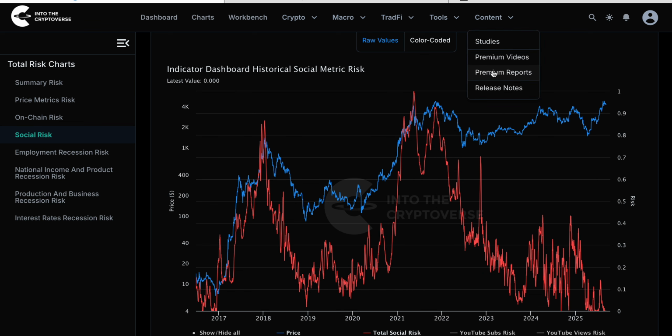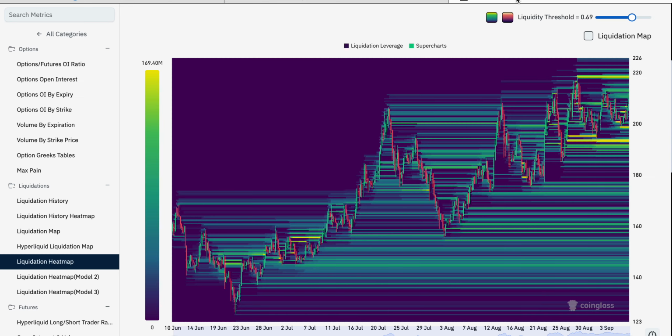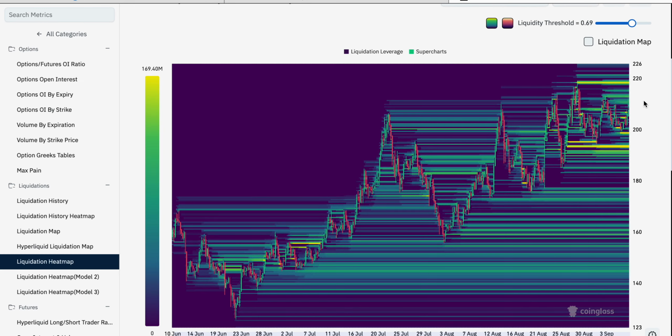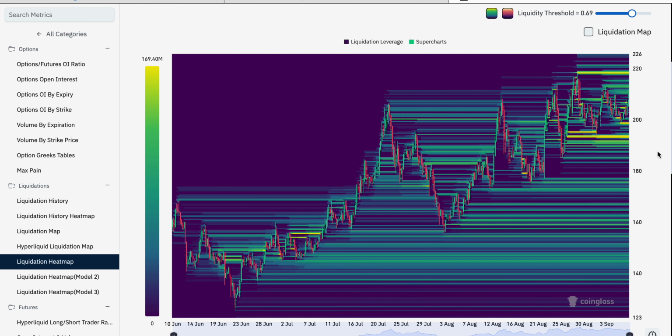That's enough now for the social score. I also wanted to show you guys the liquidation heat map, okay? And this is the 3-month view on Solana, because actually my topic was on Solana, not on the social metric score today, but I mean, it is what it is.